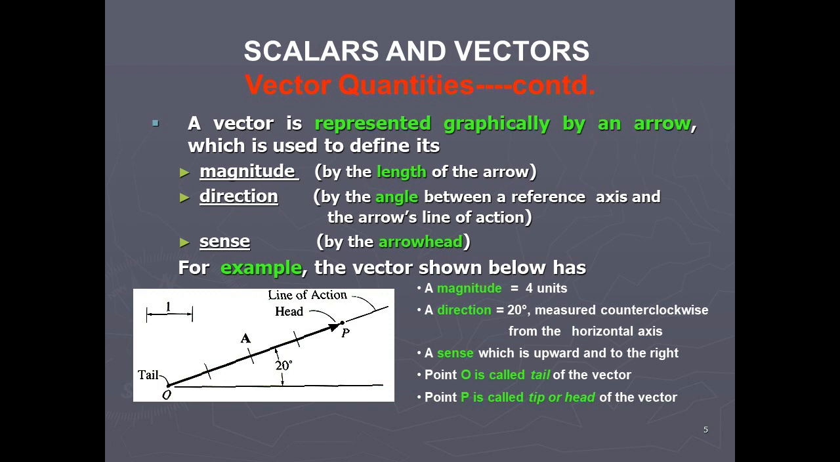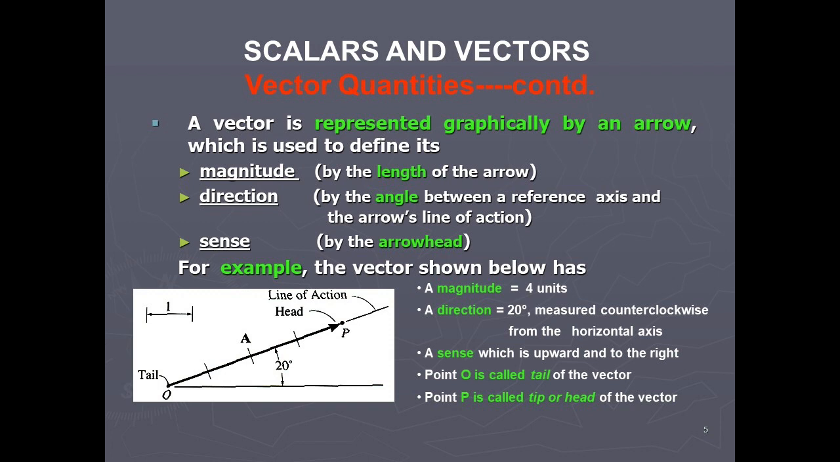Now, vector representation. A vector is represented graphically by an arrow. The length of the arrow defines the magnitude, and the direction is defined by the angle between a reference axis and the arrow's line of action. The third one is the sense, which is defined by the arrowhead.